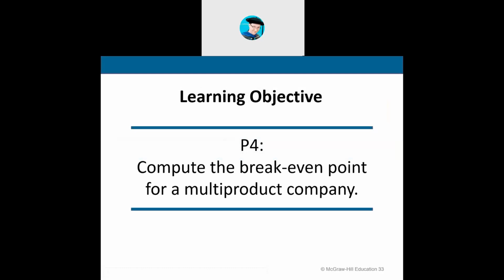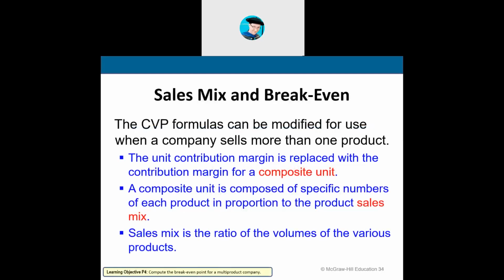A lot of companies sell more than just one product. I know that's not surprising. But as companies sell a lot of products, they need to compute the break-even point. You can compute the break-even point for the whole company. And we do that by looking at the sales mix. The sales mix, hopefully you remember this term from your intro to business class, is the variety of products that you sell in your business. It's the combination of all the different products that you're selling. That's your sales mix.